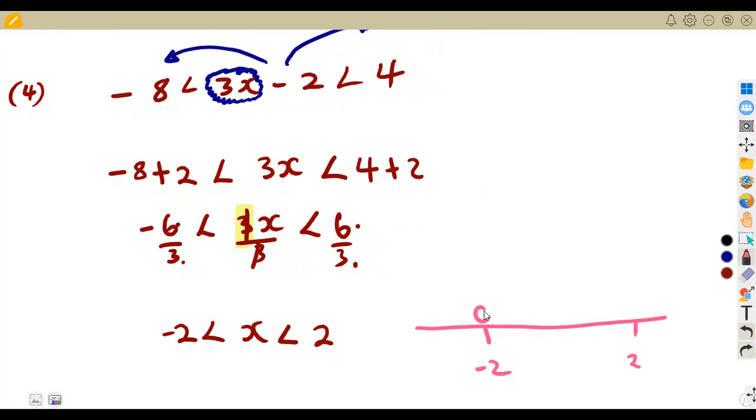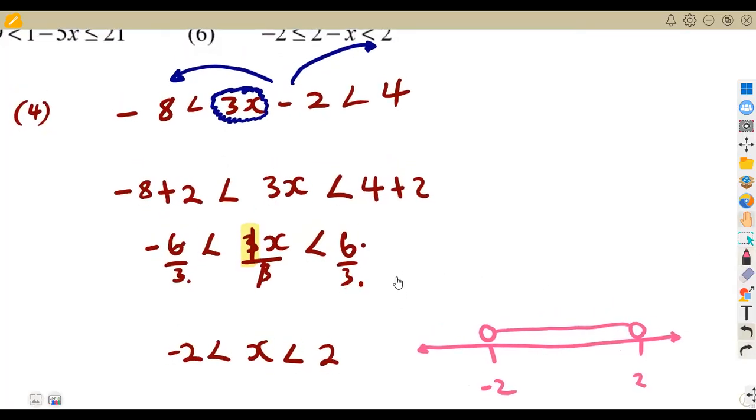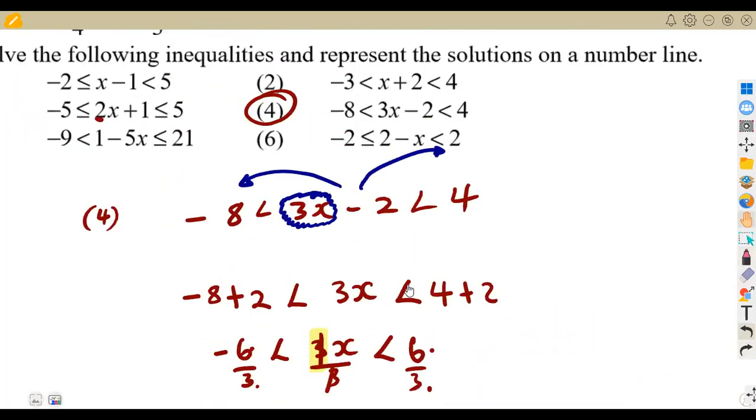So there we're not going to shade anything because we do not have the equal to. So we just join like this, right? That's the idea of your number line, taken from -2 up to +2, where -2 is not involved and +2 is not involved. They are just our boundaries for the given inequality. So this is what you can do.